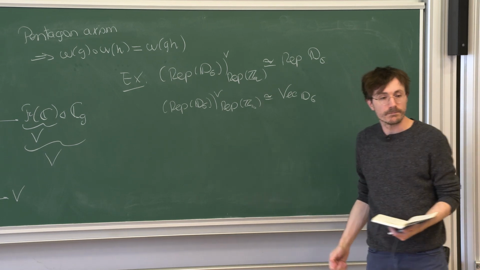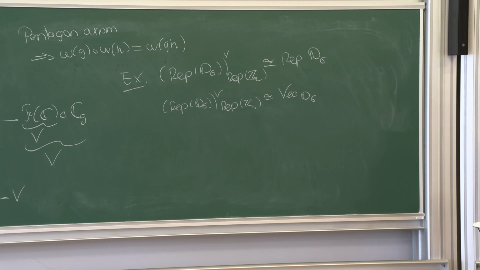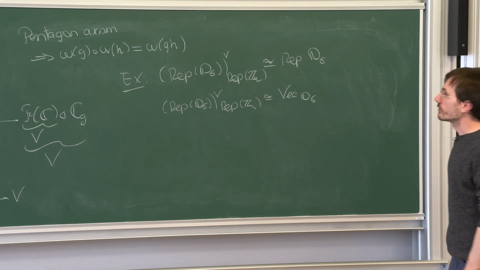Is there some reason that in doing this duality only these two types of categories come up, either rep or vec? Sort of, yes.